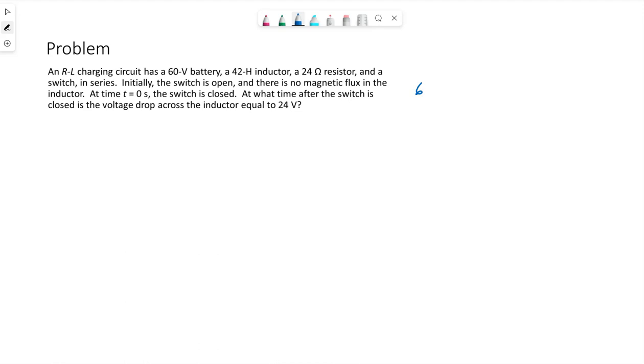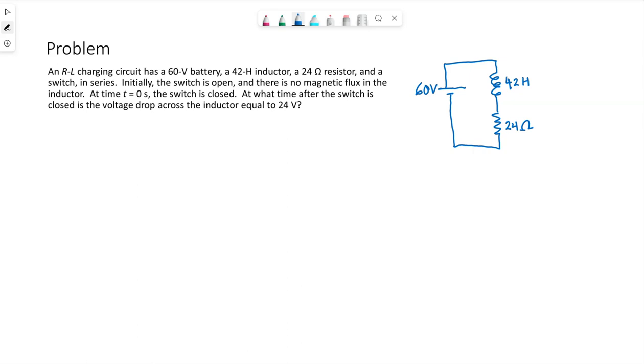All right, so we have a battery we know is 60 volts. It is connected to our inductor, that is 42 Henries. A resistor, that is 24 ohms. And then a switch, which I'm not going to draw the switch because I need to close the switch to in turn answer the question. So at time equals 0, this is what the circuit looks like.